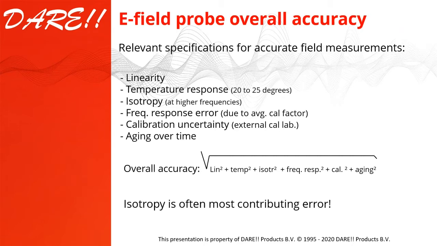The method to measure or calculate the total uncertainty is what they call the root sum square. So you have to take all the individual parameters, square them, sum them, and then take the root. And this gives you the number for the total accuracy. And what you might see is, certainly with these errors of 9 dB, that isotropy is very often the most contributing factor to the total uncertainty.